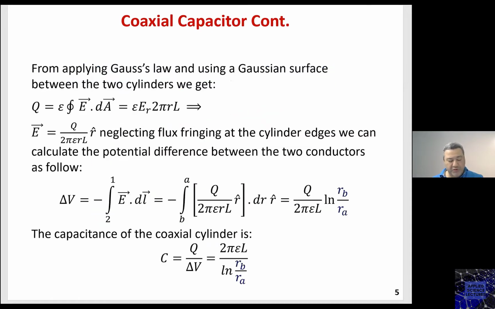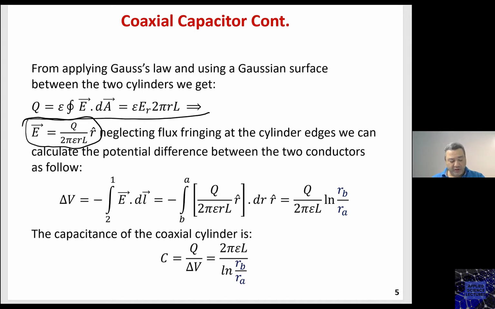If we want to extract the potential difference between those two conductors, again, we can do exactly what we have done for the parallel plate capacitor. We know the electric field that we derived earlier from Gauss's law to be given as E equals Q divided by 2 pi epsilon R L, R hat. This is the electric field that we calculated from Gauss's law in a previous lecture.